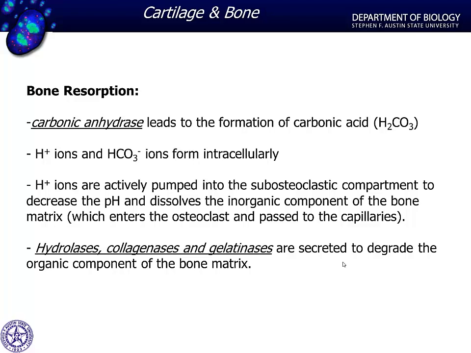The osteoclast also produces hydrolases, collagenases, gelatinases, these different hydrolytic enzymes that are going to degrade the organic component of the bone. Now, collagenases, they are going to degrade native collagen. Gelatinases are enzymes that break down denatured collagen. So gelatin is a term for denatured collagen. So you've got two different forms that are working on the same molecule, just in its different conformational states.